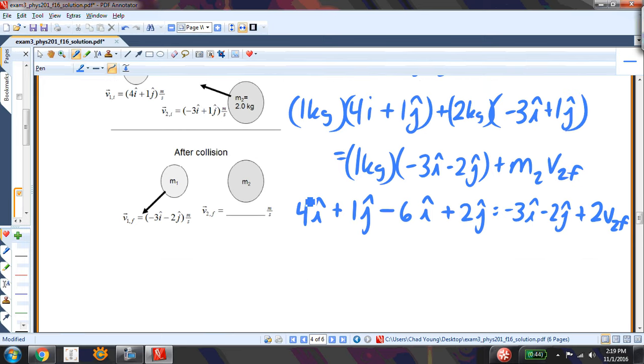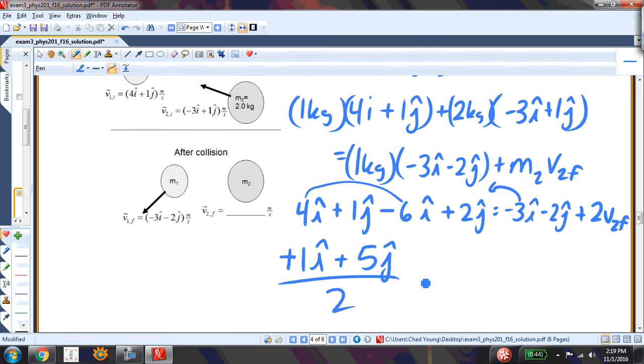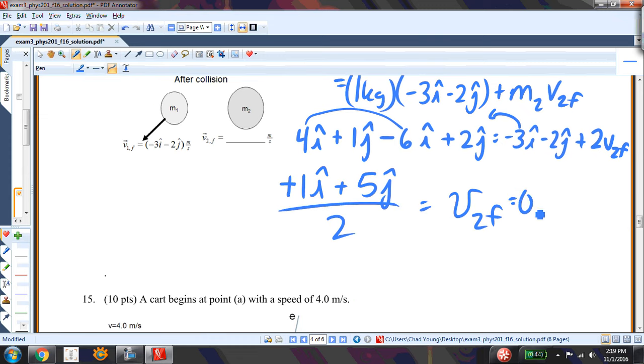Here I get a 4i and -2i plus 3 is positive 1i. I brought that -3 over, it becomes plus 3. And then I get 3j plus 2j, that's 5j. Then divide the whole thing by 2 equals v2f. And so v2f equals 0.5i plus 2.5j. That's in meters per second.